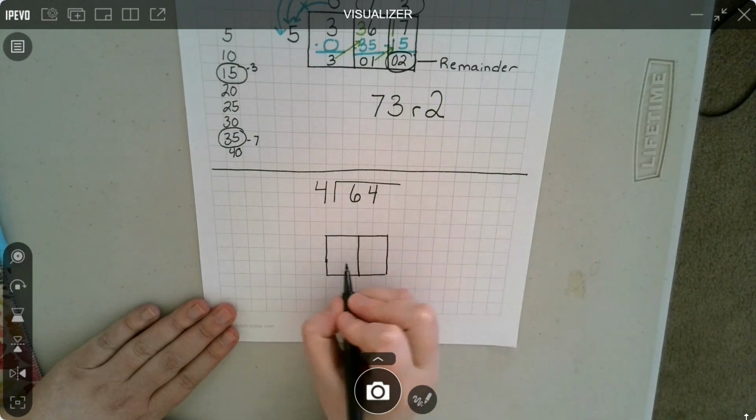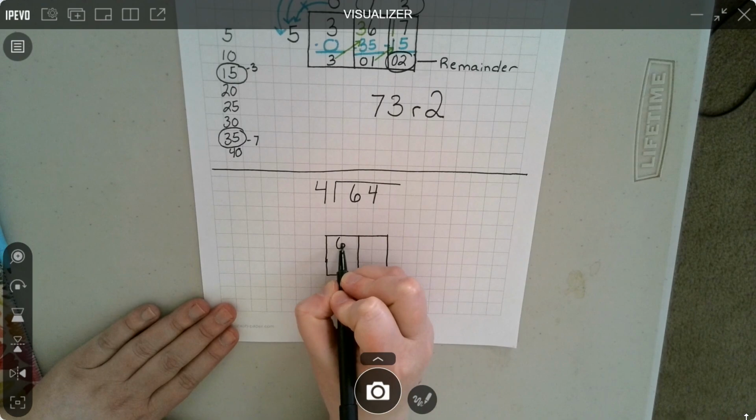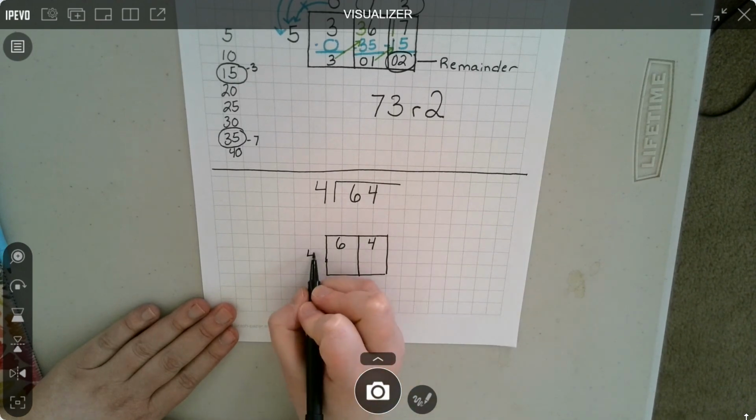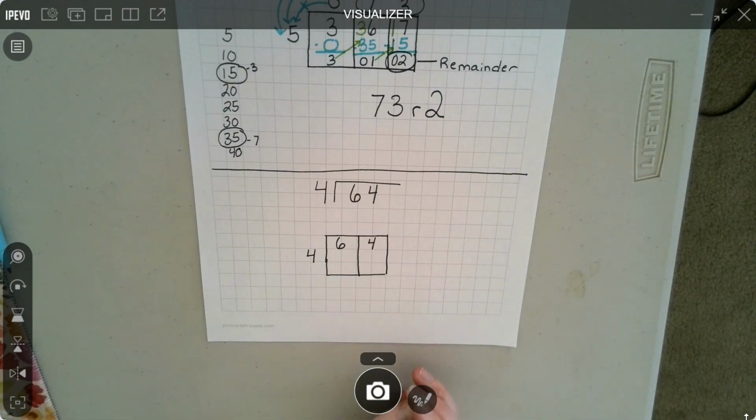Go ahead and let's set this up. If you need to, you can look at the screen to see how to set it up. If not, you can go ahead and set it up.